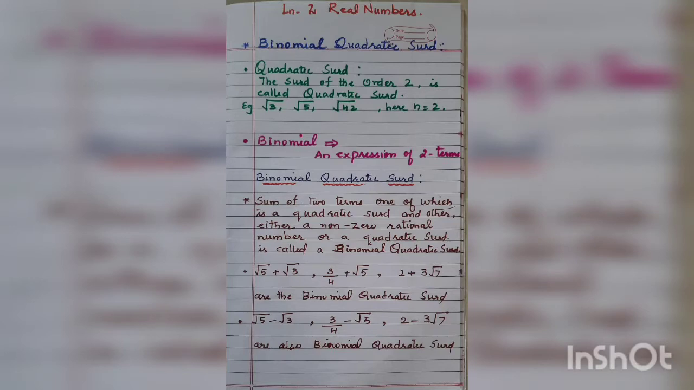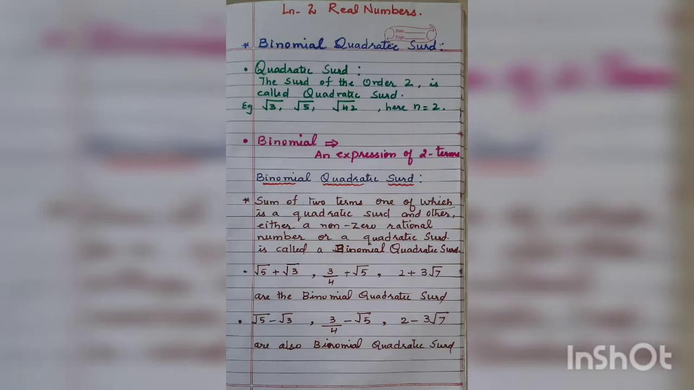Now next is the binomial children. In the lower classes you must have studied about the monomial, binomial, trinomial, right? So from the name binomial suggests, bi means 2, so that means binomial means an expression of two terms, okay. So hence the binomial quadratic surds means it is the sum of two terms, out of which one is a quadratic surd and other either a non-zero rational number or a quadratic surd, okay children.